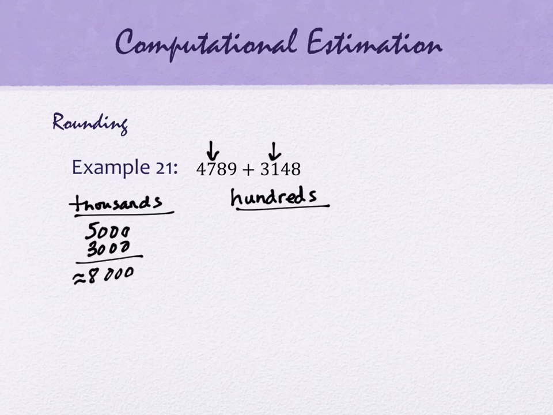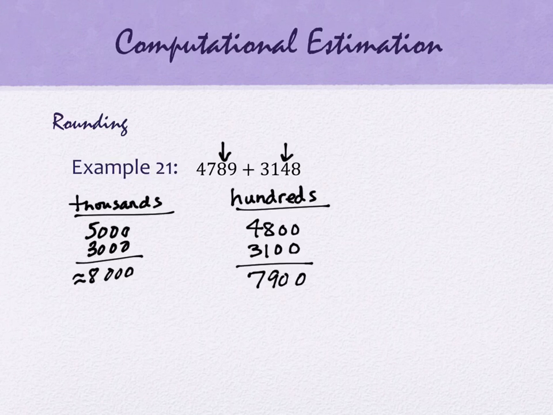If you wanted to look at the hundreds place, you would simply look at the 8 and the 4 instead, right? So 4789 is either going to stay 4,700 or go up to 4,800. If 89 is the end, it's going to go up because the 8 makes it go up to 4,800. And then 3148, the 4 makes it go down, so it will go down to 3,100. Then adding those together, we would get 7,900 approximately.